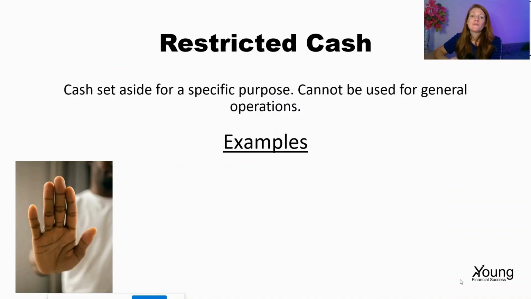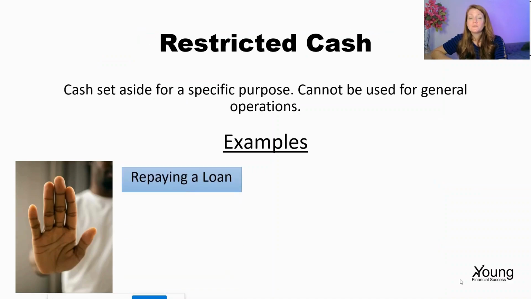All right, so let's talk about restricted cash. You can probably guess what restricted cash is. It is set aside for a specific purpose. It cannot just be used for general operations. It's not like this cash is there to pay employees or pay vendors or whatever we need to do. No, it's going to be set aside for something specific.